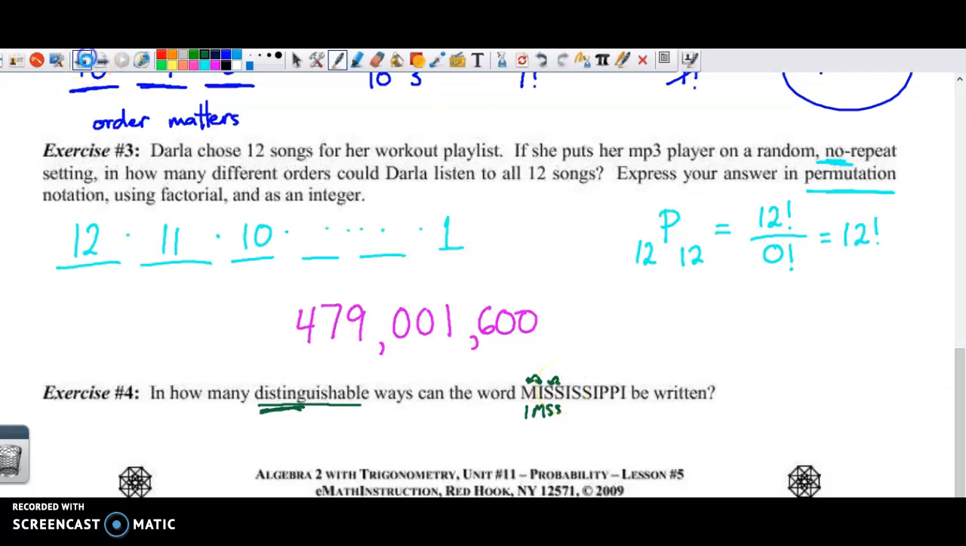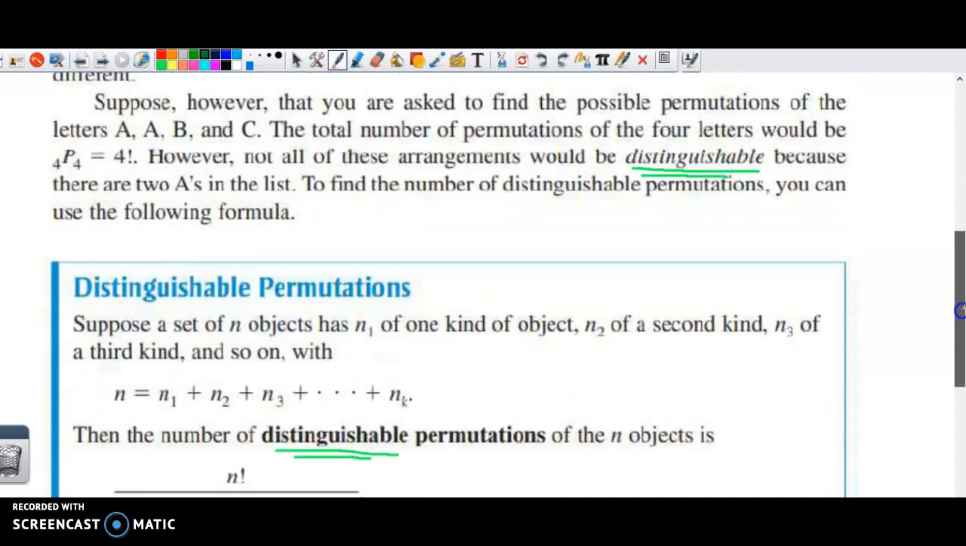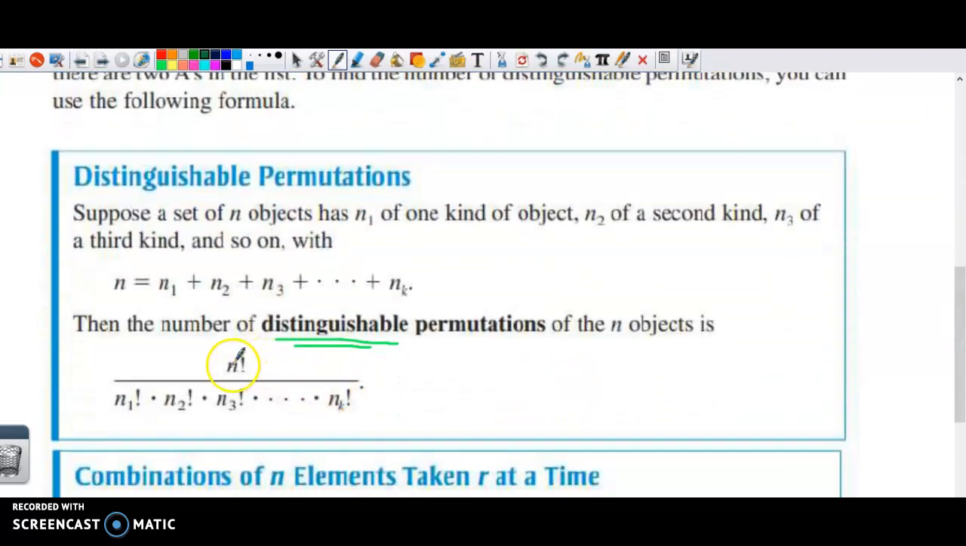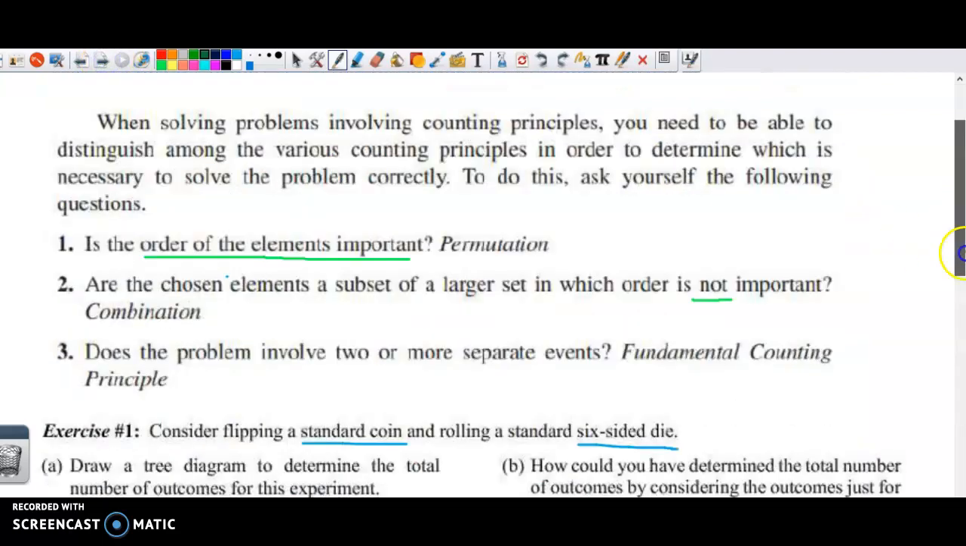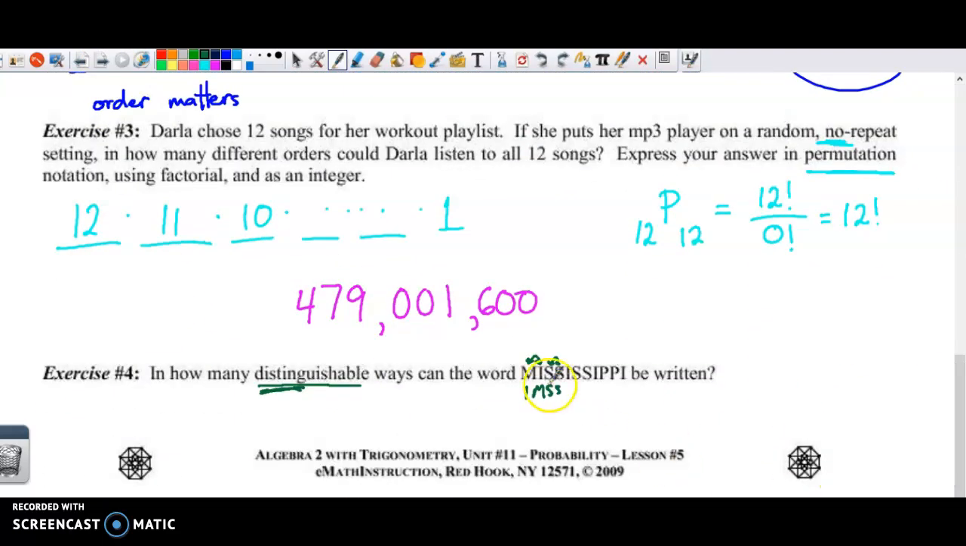Yeah. So if I go back to that formula, here it is. The n factorial is the total number of letters, but the n1 is the number of repeats. The n2 is the number of repeats, things like that. So I'm going to do this kind of a long way. There's 1, 2, 3, 4, 5, 6, 7, 8, 9, 10, 11 letters, so 11 factorial.